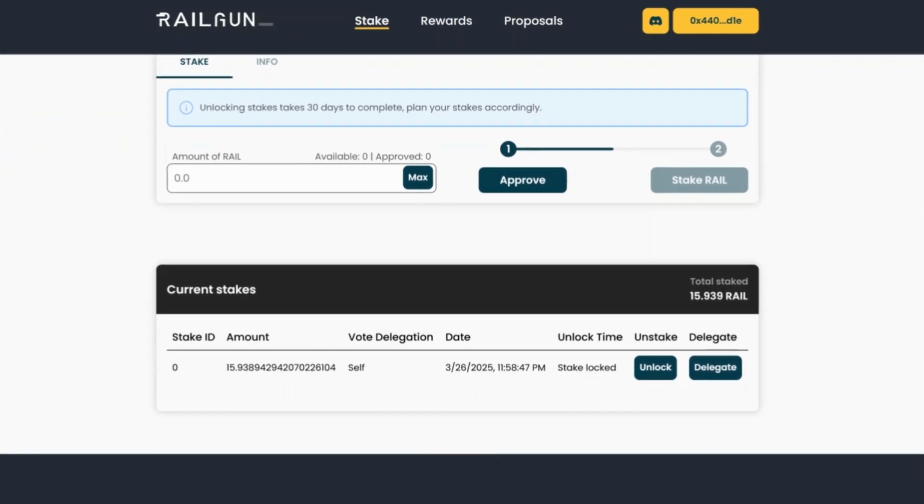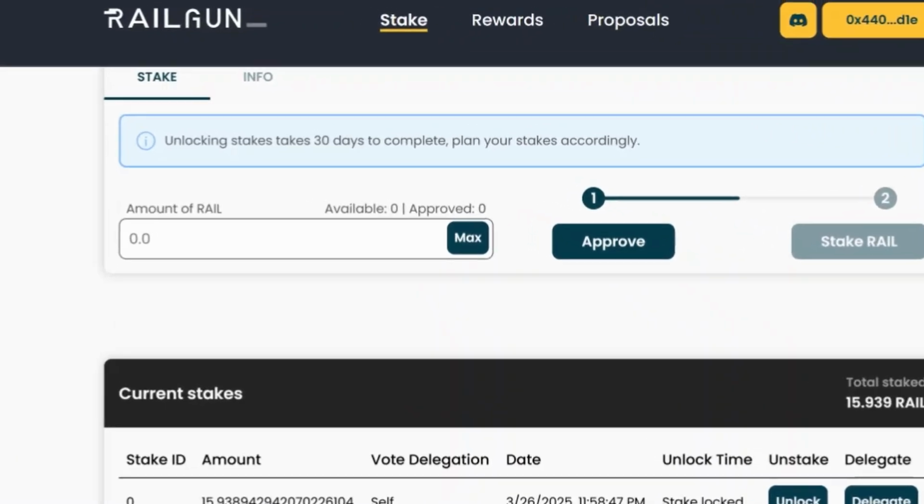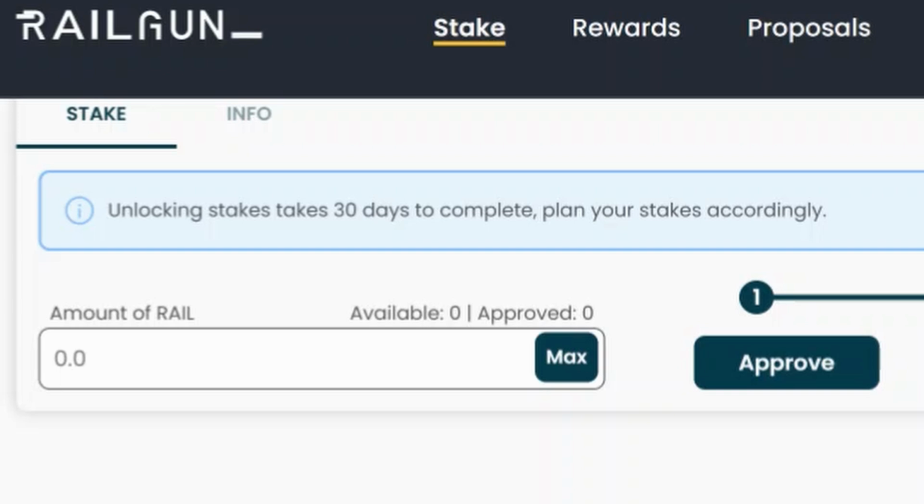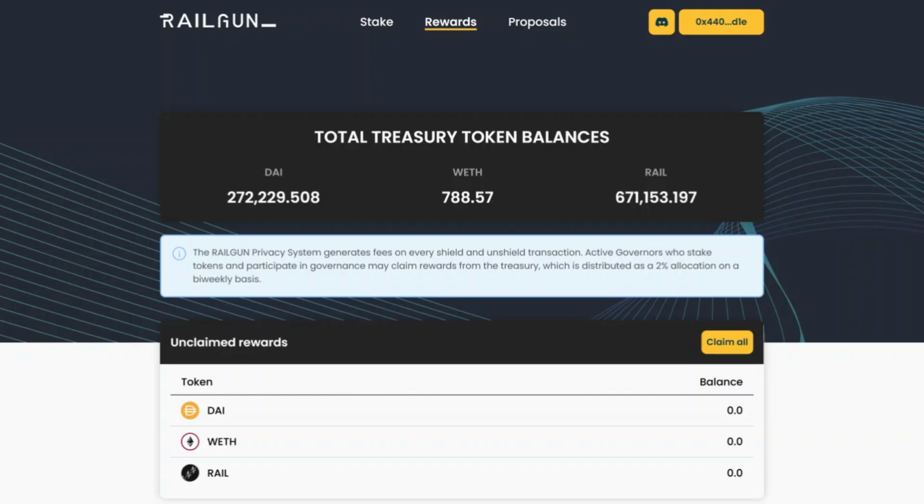Note that to unstake, there is a 30-day unlock period, during which you will have no voting power, nor will you earn rewards. This constitutes a proof of commitment mechanism to protect the integrity of governance. Plan your stakes accordingly. The Railgun privacy system generates fees on every shield and unshield transaction.